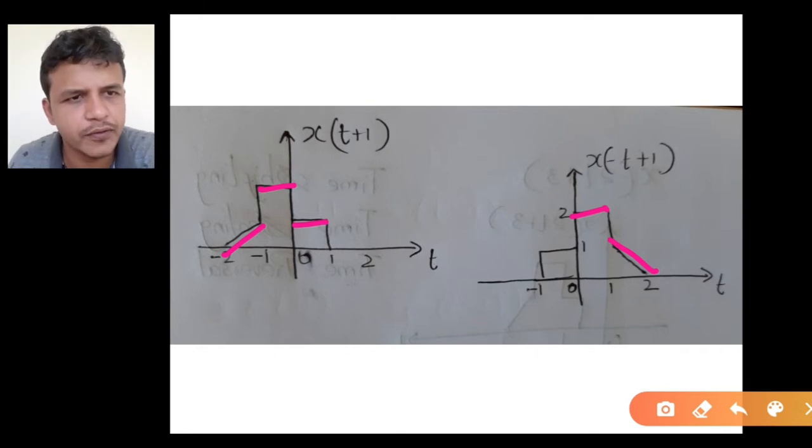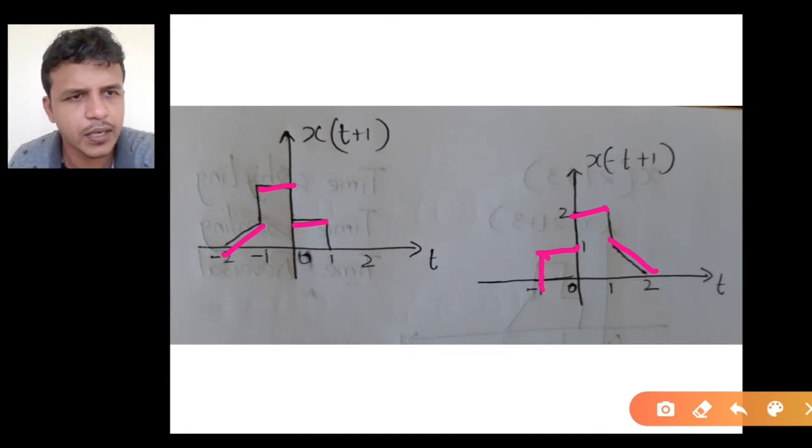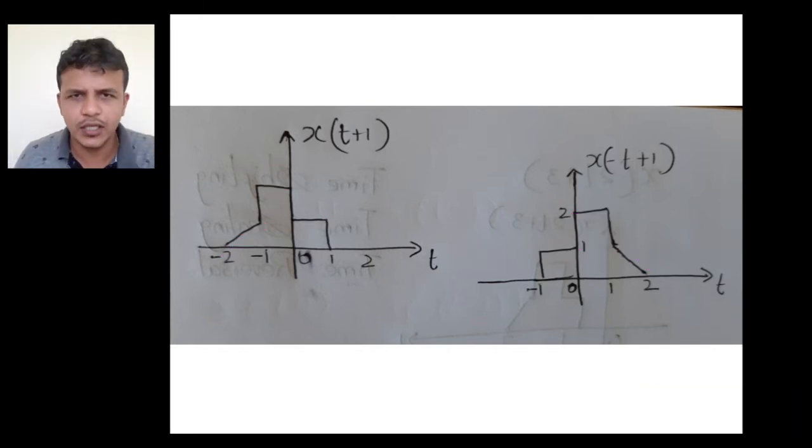So that should be shifted like this. Between 0 and minus 1 the amplitude should be 1. Okay, so now we have to complete the signal. Okay, so now we have got x of minus t plus 1. So this is a traditional approach. Okay, now a logical approach.